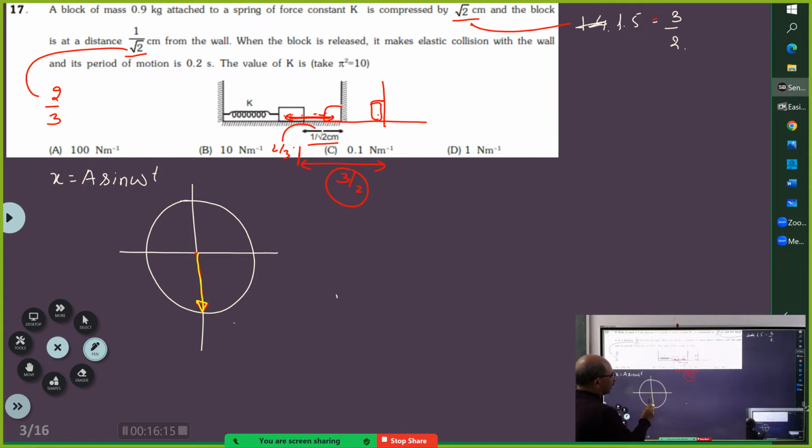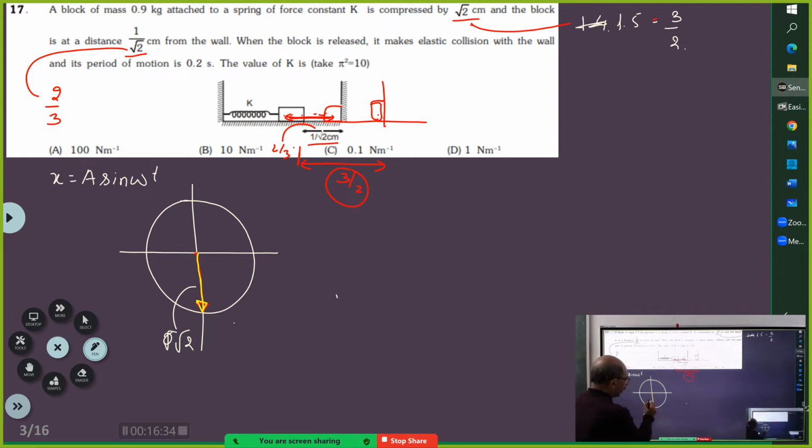And the length of this phasor I will take as root 2. I wrote 3 by 2 because we can get an idea of the wall and other things. That is it. I hope you are following me.